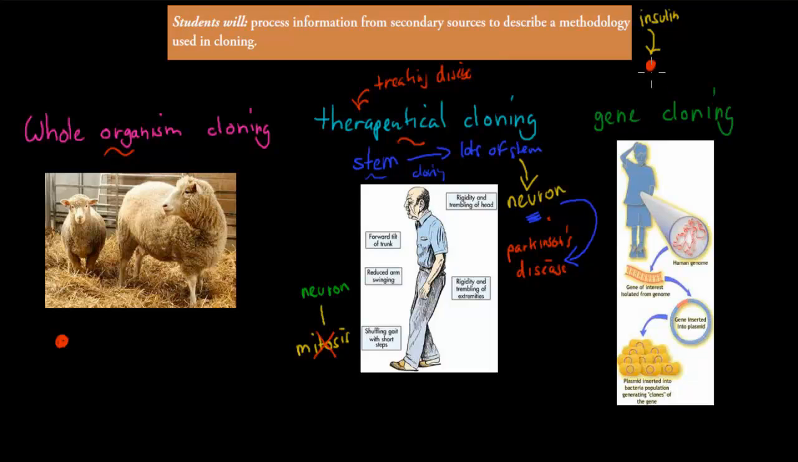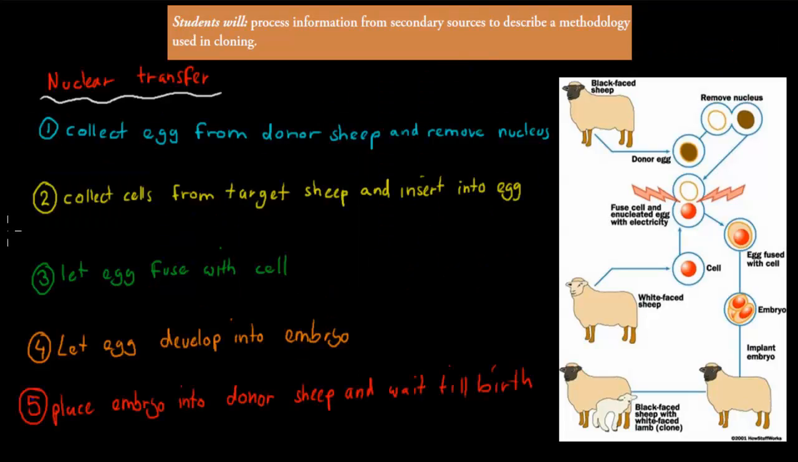But before we put it into bacteria, we make lots of copies of it. So we go from one gene to maybe millions of copies of the gene, and we do that for gene cloning. But I won't cover these in too much detail in this video. I'll cover whole organism cloning, and this is all this picture here. The example I'll use is nuclear transfer. That's to do with sheep, but it can also be used for other animals.